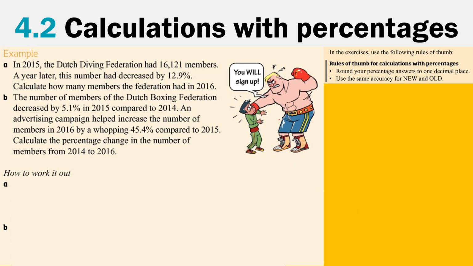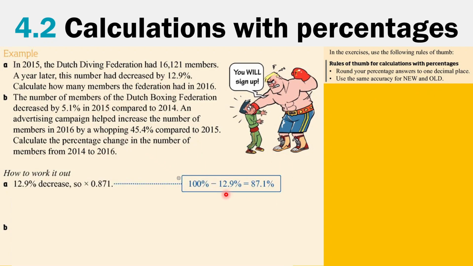A few examples. In 2015, the Dutch Diving Federation had 16,121 members. A year later, this number has decreased by 12.9%. Calculate how many members the federation had in 2016. And always remember the rules of thumb, right? Let's switch back to my laser pointer. Round percentages to one decimal place and use the same accuracy for new and old.